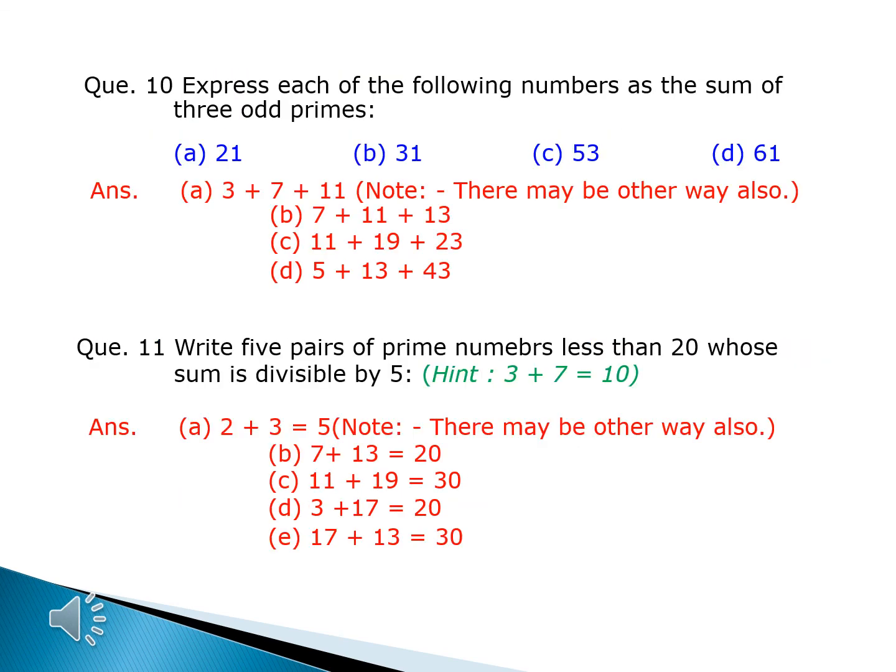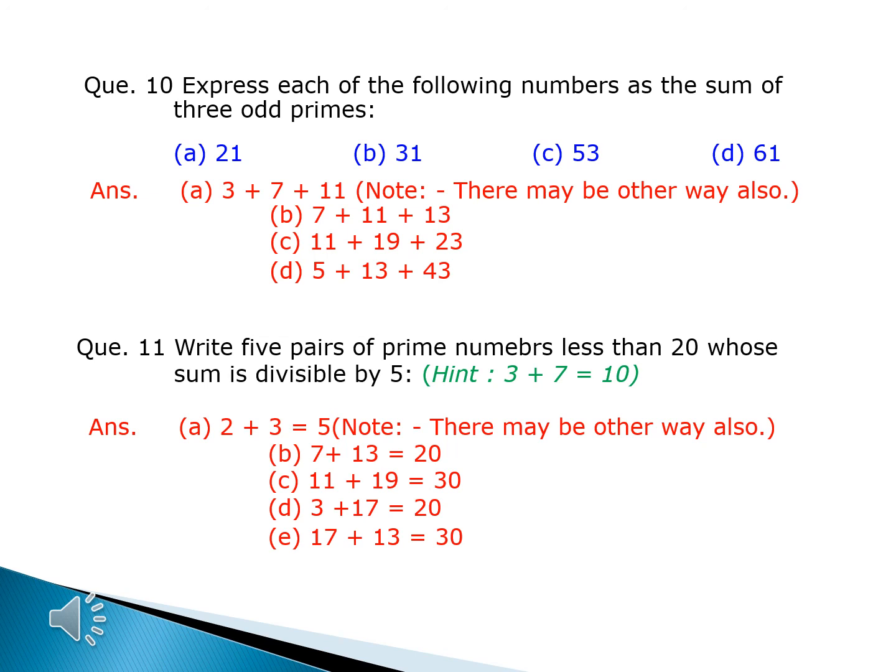Question number 10. Express each of the following numbers as a sum of three odd primes. So A part is 21. 21 can be expressed as 3 plus 7 plus 11. So all three are odd primes. 3 is also an odd number and a prime number. 7 is also an odd prime number. 11 is also an odd prime number.